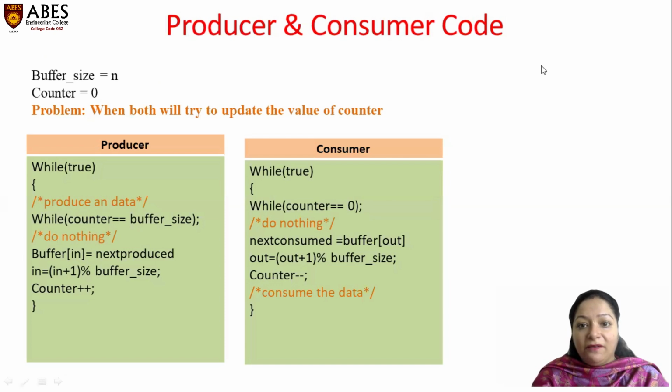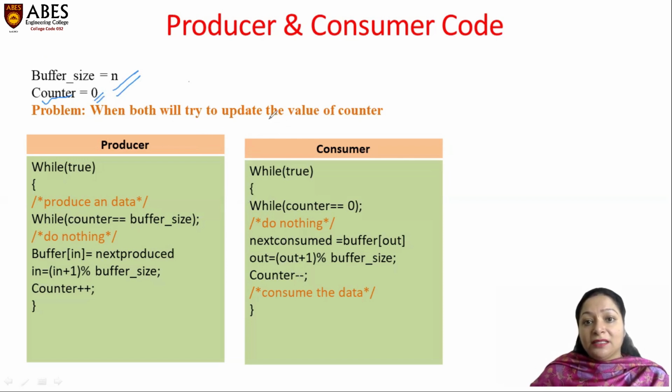So here we first provide the consumer and the producer code, showing how the consumer and producer will work. Initially the buffer size is n, meaning a maximum of n items can be produced or consumed from the buffer. There is a variable called counter, which is shared by both producer and consumer, and whose initial value is 0.